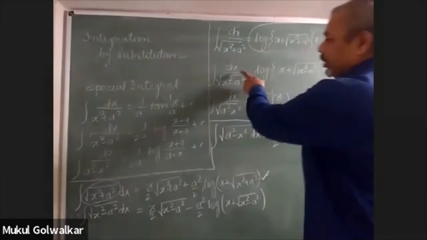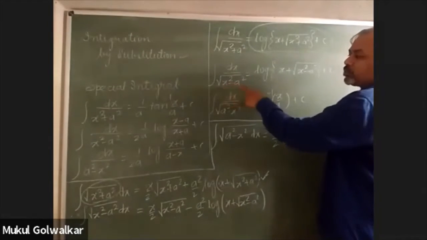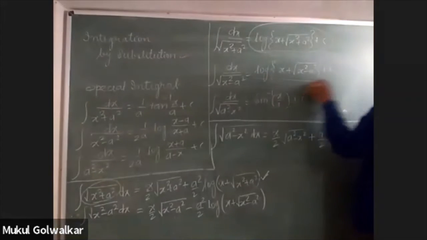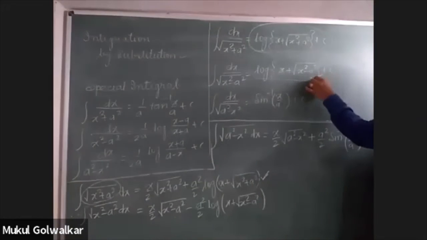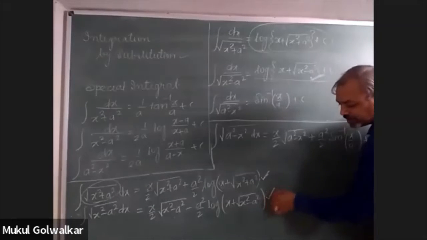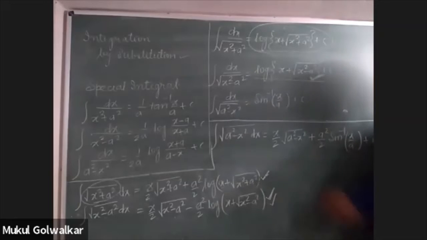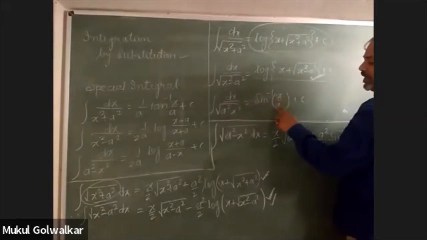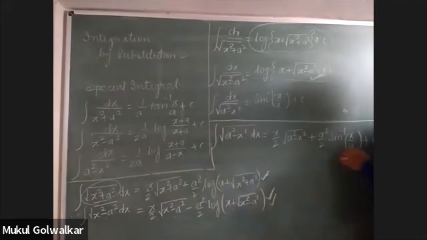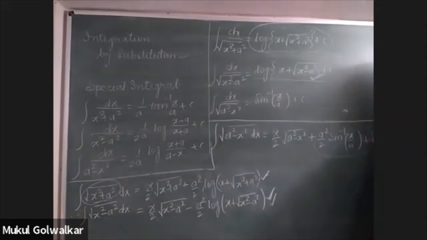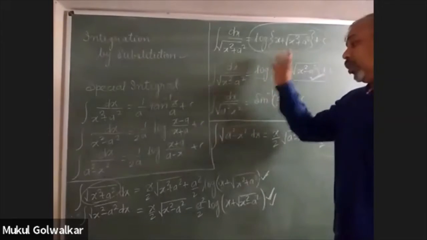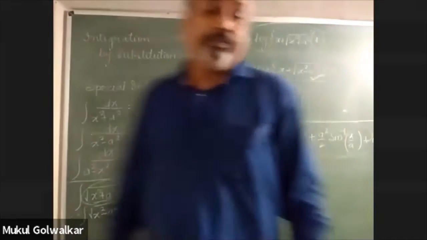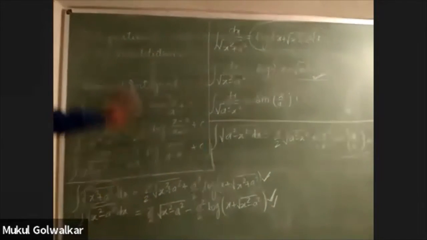Likewise, when you notice dx upon under root of x square minus a square, its answer is equal to log of x plus under root of x square minus a square. So this quantity you can notice somewhere here, it is also common. And likewise, dx upon root a square minus x square is equal to sine inverse x upon a. This is also common somewhere here. Okay. So if you actually learn these six formulae, the remaining three formulae you can very well and correctly recall.